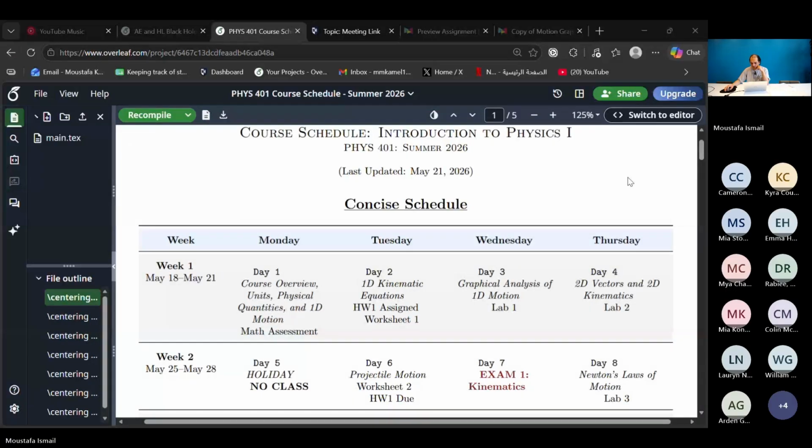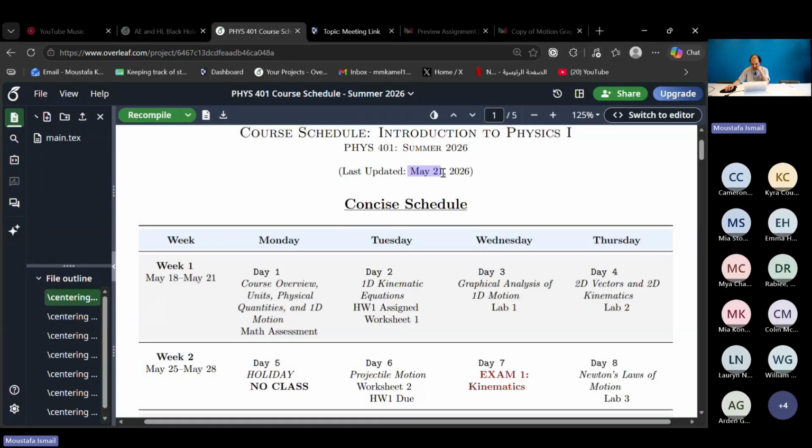Let me share my screen because I want to show you the new schedule. I edited it slightly, just a couple of minutes ago. What I did is basically I moved graphical analysis of motion. It was in day 2. I moved it to day 3 because we haven't covered it in day 2. We just covered it yesterday.